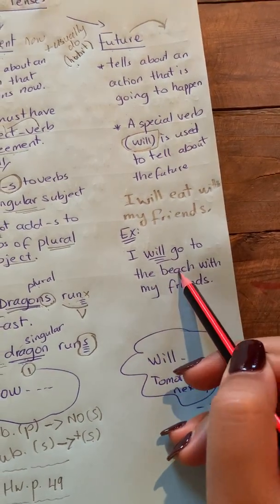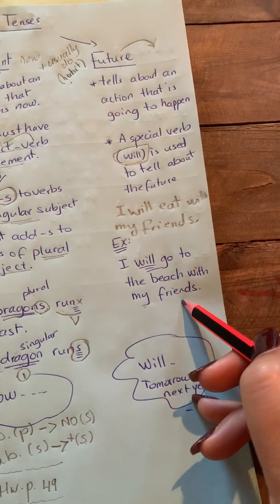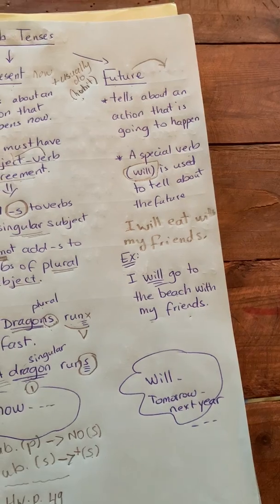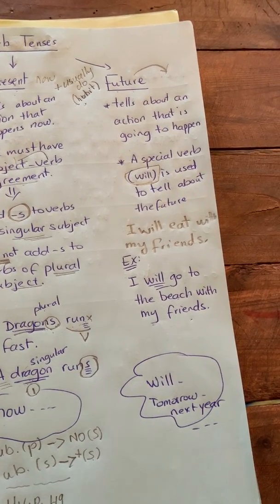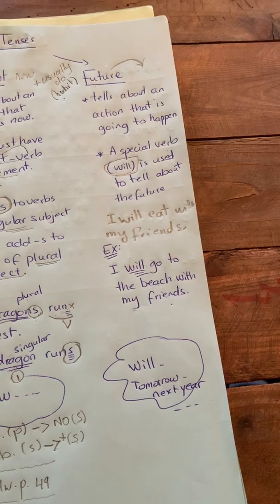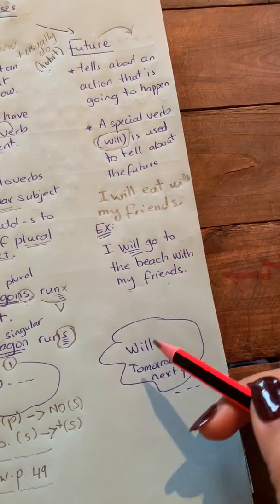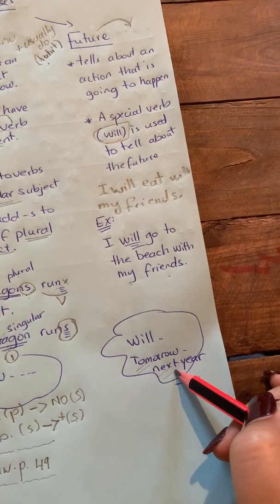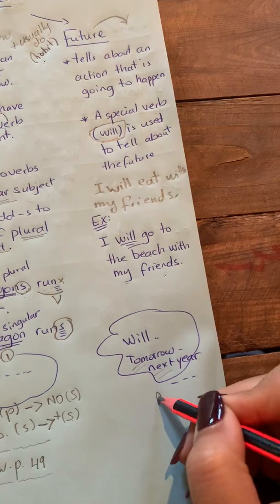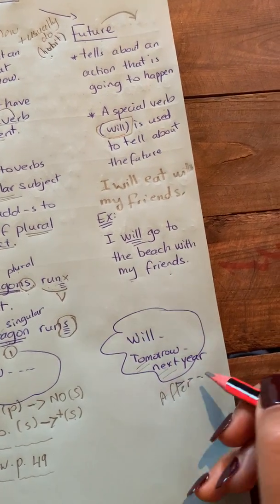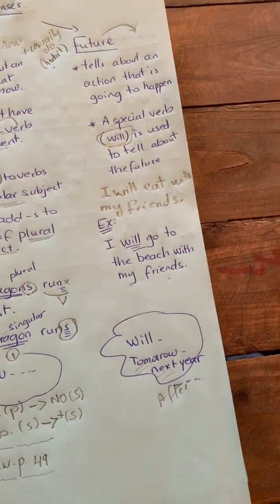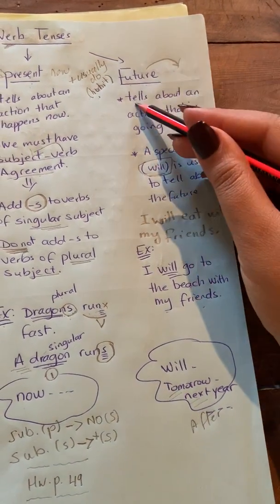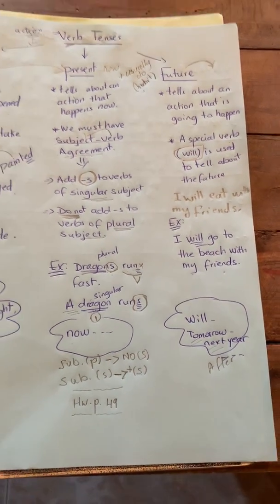I will go to the beach with my friends. Until now, did I go? No, I did not go, but I will go. I am planning to go with my friends to the beach. Some of the clue words are like tomorrow, next year. Okay, you have, for example, after, and every word that shows the future time, something that still did not happen, shows the future tense. I hope this is clear.